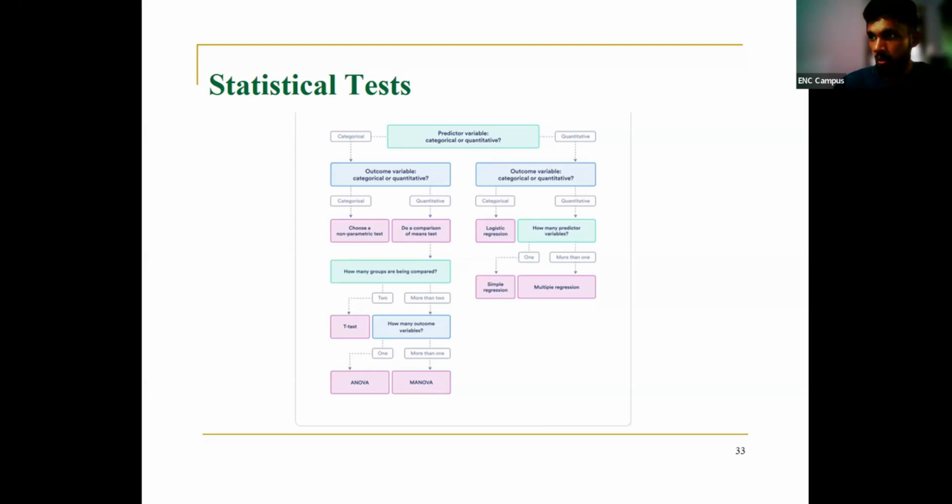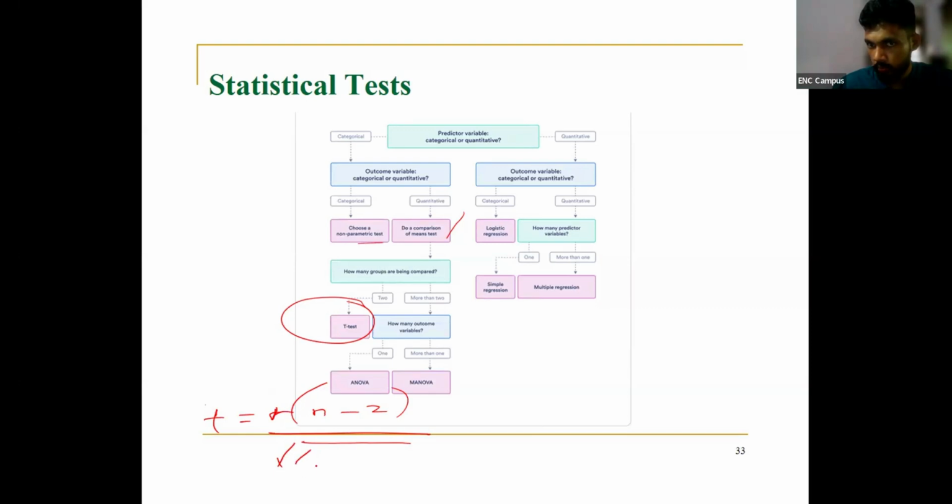The p-value can be calculated using a statistical test, right? Like the t-test, right? R, N, 2, and square root of 1 minus R square.